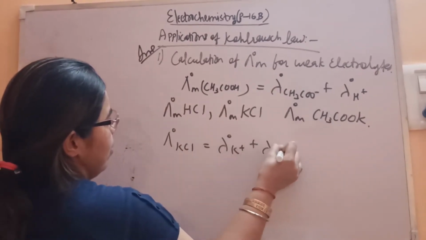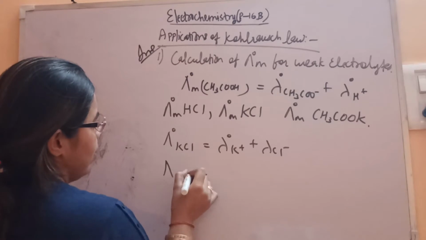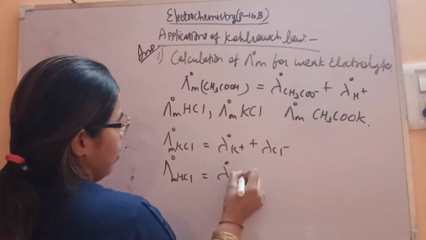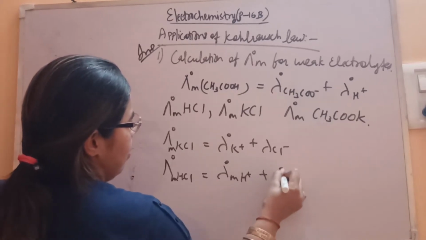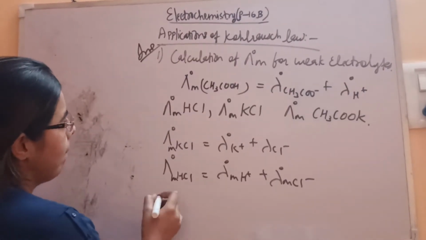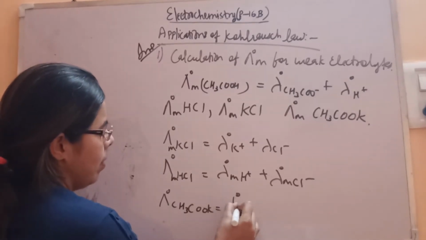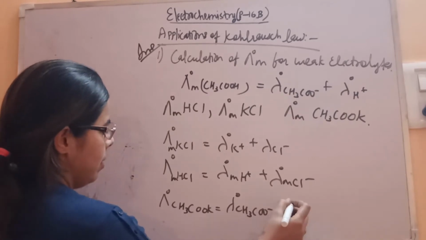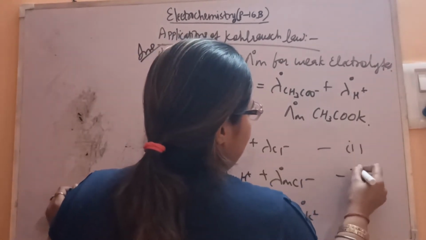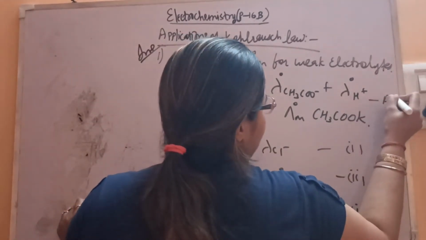For HCl, H positive, Cl minus, this is molar conductivity. Then for KCl, K positive, Cl minus. Then for potassium acetate, CH3COO minus, K positive. So let's say this is first, this is second, this is third, and you have to get this. Let's say this is A.